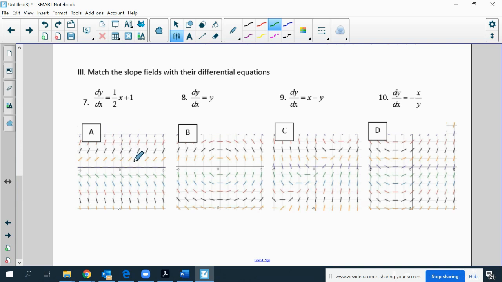So, for example, if I look at A, this one is not dependent on x. This one is dependent on y, because when y changes, my graph changes. But if I look at, for example, letter D, notice that everything that has the exact same x value has the exact same graph. And if I plug in 2 or -2, I would get 0. If I plugged in 0, I would get 1 for a slope.